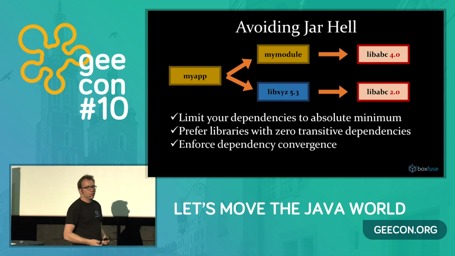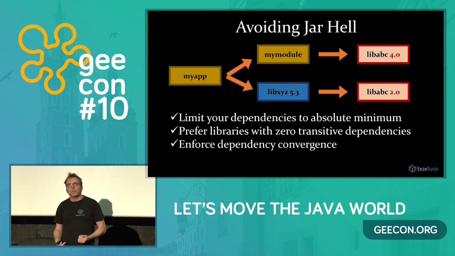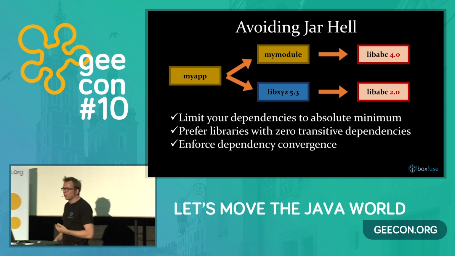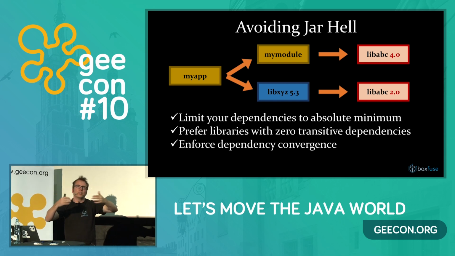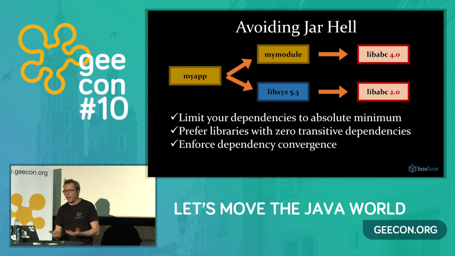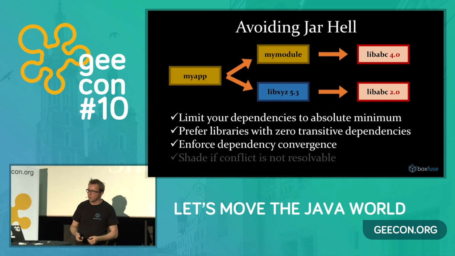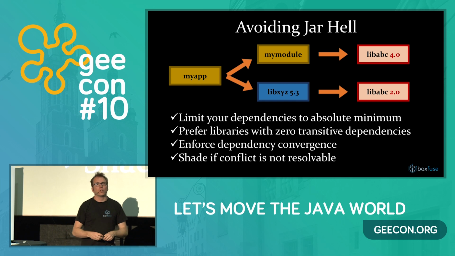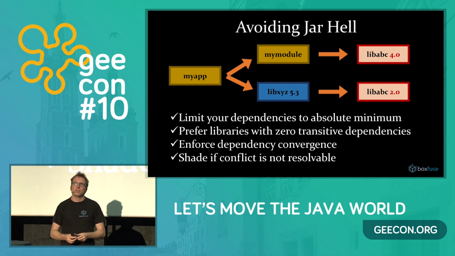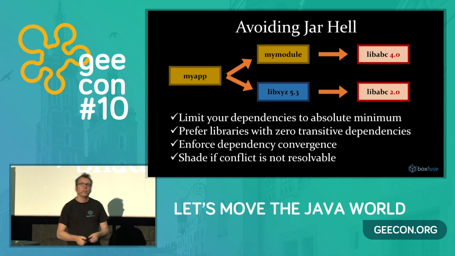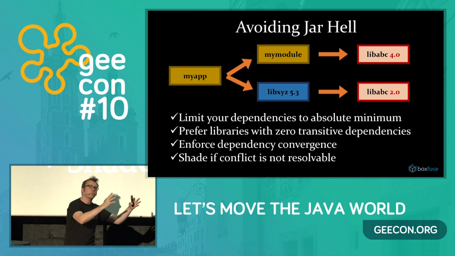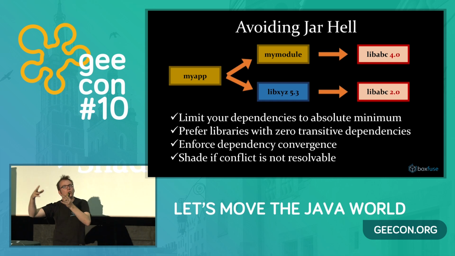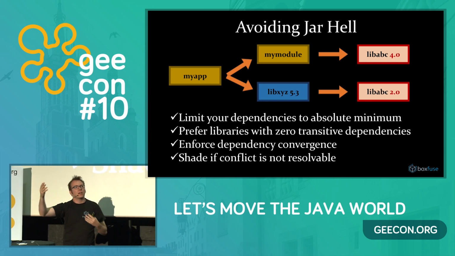If that's not possible, if you do have to deal with transitive dependencies, at least do make the effort to enforce dependency convergence. We'll look at it in a second, how you can do that with Maven to make sure that you're actually using the same version everywhere and that you have a build that breaks if that's not the case. And if it's really not possible to use the same version everywhere, you still have tools like the Maven Shade plugin at your disposal, where you can then copy the code of an existing library under a new private namespace so that you then avoid the conflicts at runtime.